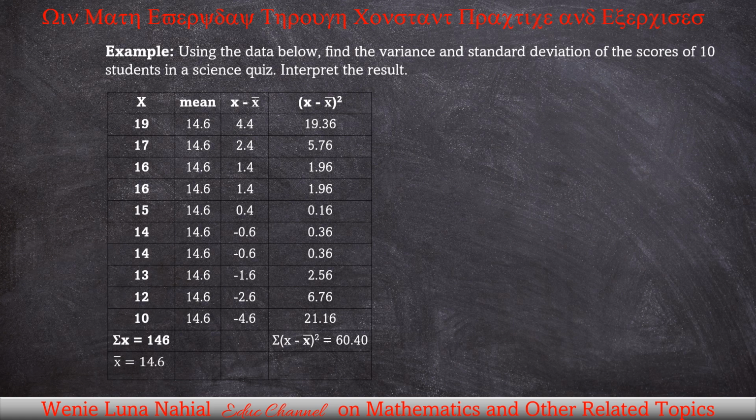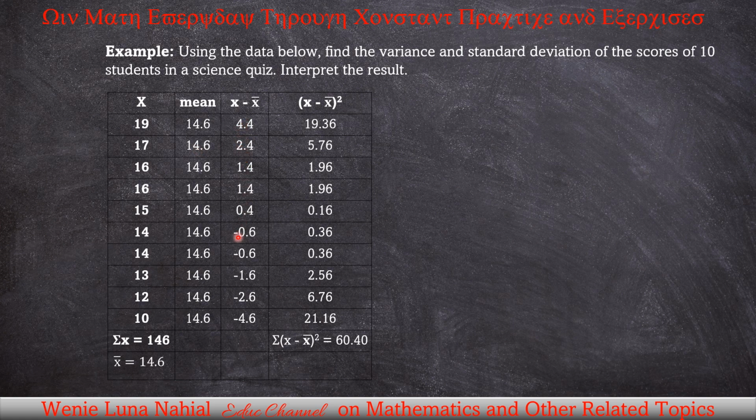we have here an ungrouped data, and in this illustration, the sum of the observations is 146 divided by 10. You get a mean of 14.6. Now, you have here the mean, then this mean is subtracted from each of the individual scores. So 19 minus 14.6, you have 4.4. 17 minus 14.6, you have 2.4.